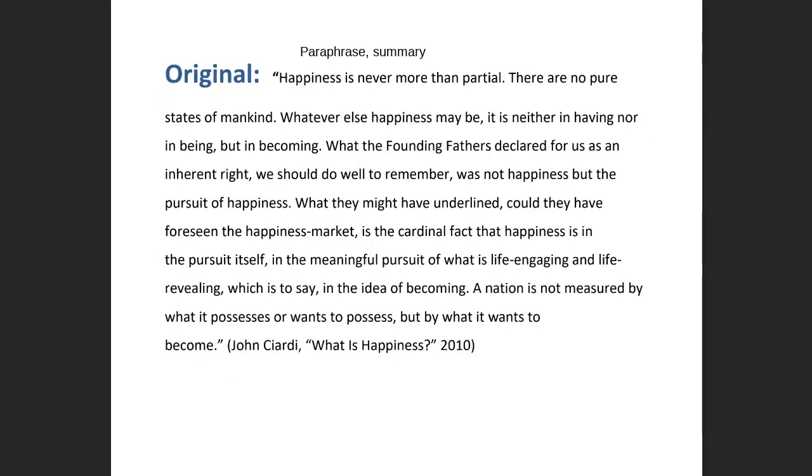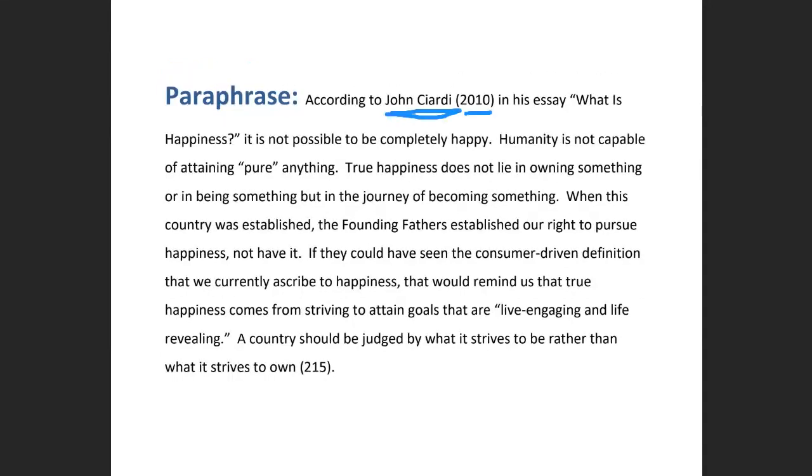Okay? "What they might have underlined, could they have foreseen the happiness market, is the original cardinal fact that happiness is in the pursuit itself, the meaningful pursuit, life-engaging, life-revealing, the idea of becoming." So I paraphrase that to say, if they could have seen the consumer-driven definition that we currently ascribe to happiness. So notice I really did change that up. I use a lot of different words there, but it means the same thing. Notice I'm not giving my opinion. I'm not making comment about it. I'm just working with Ciardi's ideas.